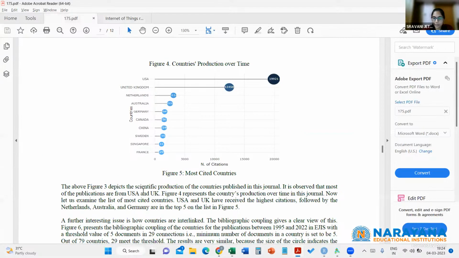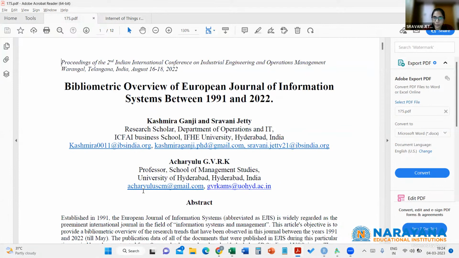As I have shown you the objectives of the paper related to the bibliometric overview of the European Journal of Information Systems from 1991 to 2022. Mostly, a bibliometric overview for journals will be conducted on milestone years, like 25 years of the journal or 20 years of the journal. For that, this particular paper covers from the origin of the journal to 2022.